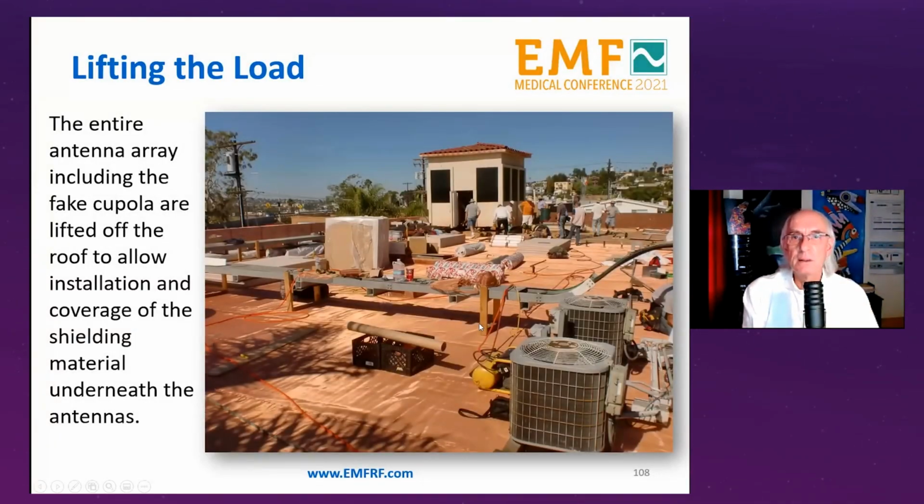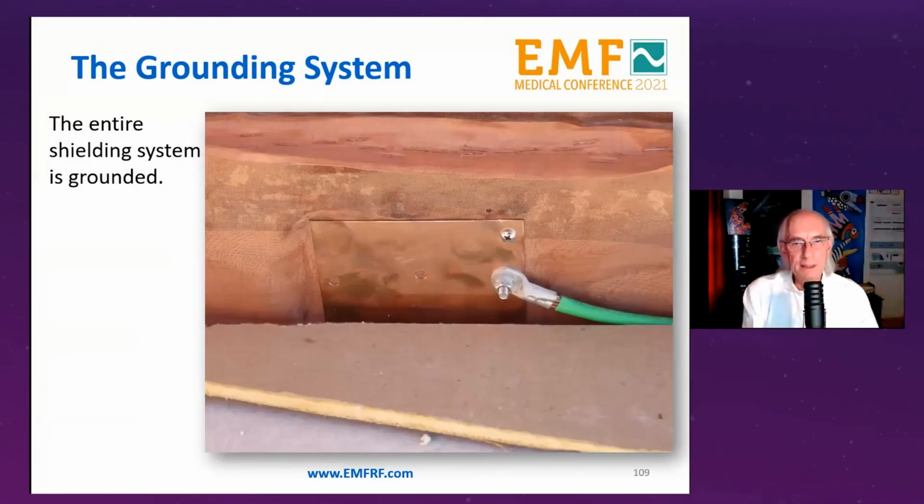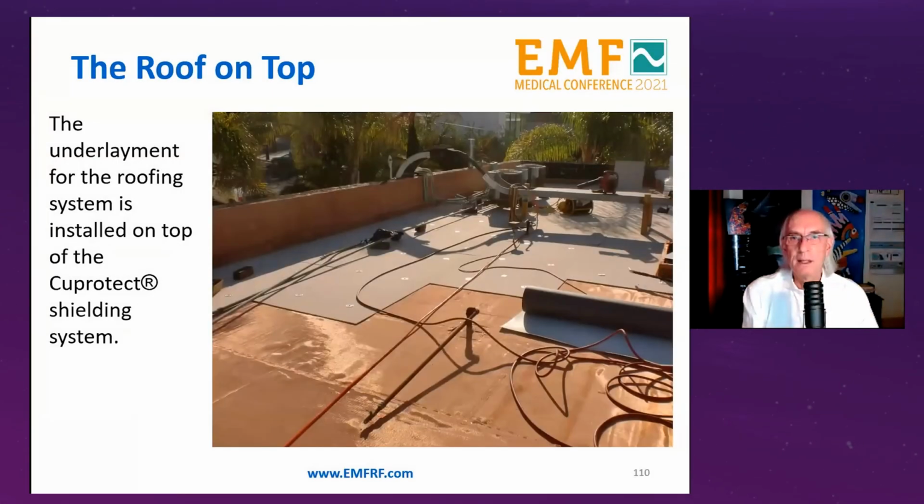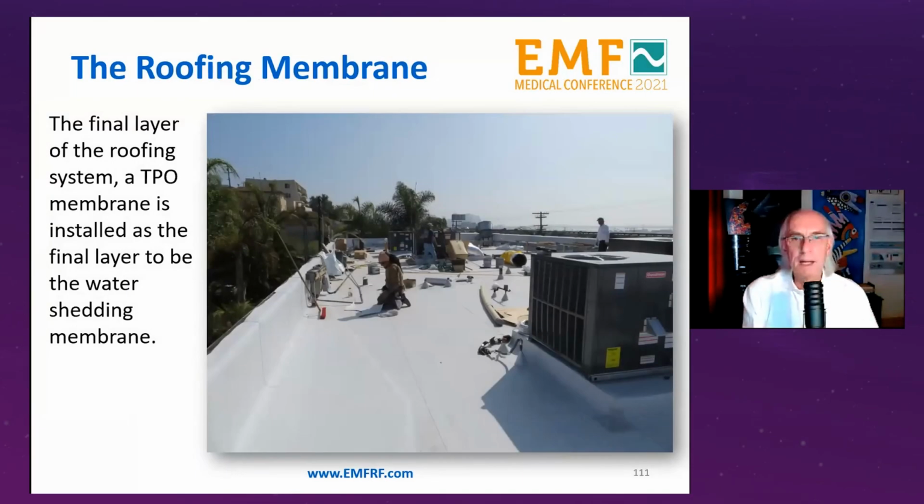And you can see the whole roof. They actually lifted this off so that we could put the material underneath it, and then the service provider put it back down on the bottom. We need to ground the system, as mentioned before. And then the regular roofing membrane goes back on top, and here's the completed roof assembly.